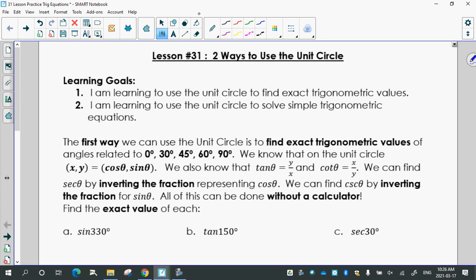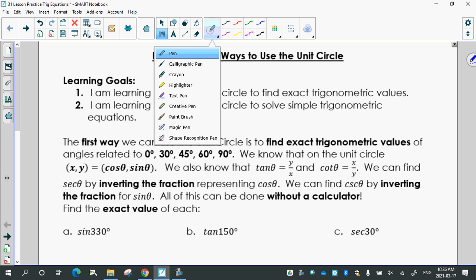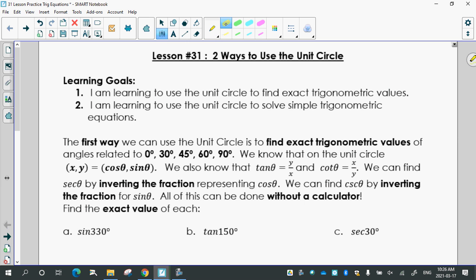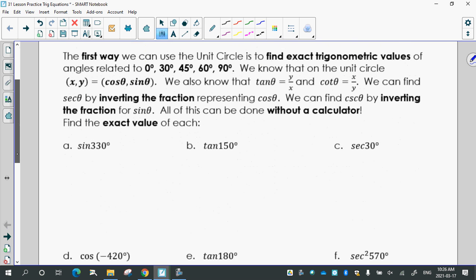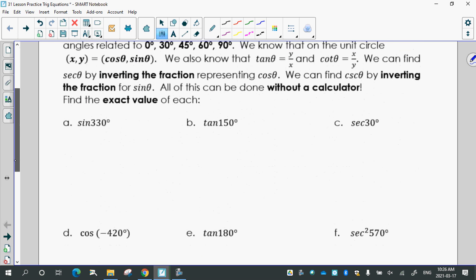Okay, so we're learning to use the unit circle to find exact trig values. That's what we just did, so we're just going to repeat it a bit. And then learning to use the unit circle to solve simple trig equations, okay? Between 0 and 360. So the first way we can use the unit circle is to find exact trig values. That's what we just did, so we should have no problem doing it.